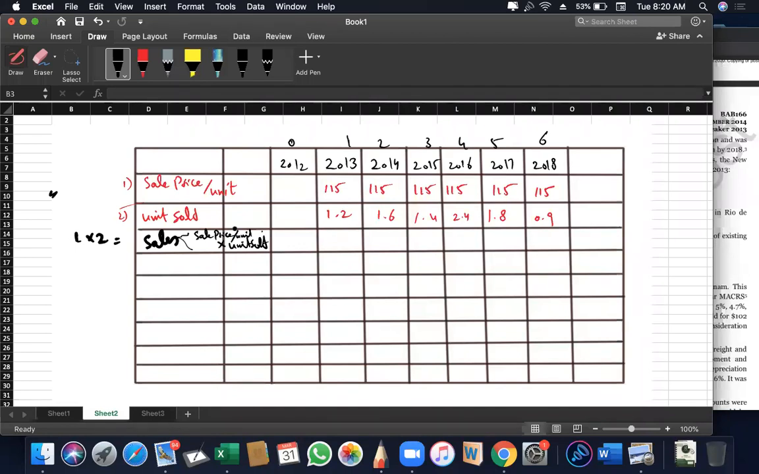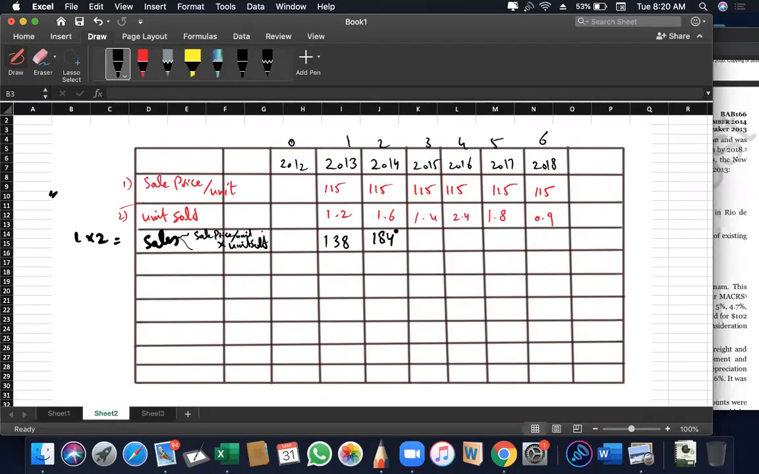Guys, share your calculations. I will do from the first parts. You have to do from the last years, okay? And share it in chat. 1.2 multiplied by 115 is 138. 1.6 multiplied by 155 is 184.